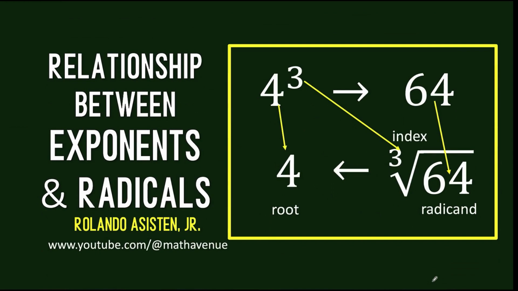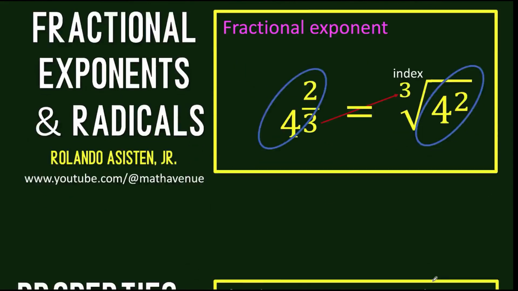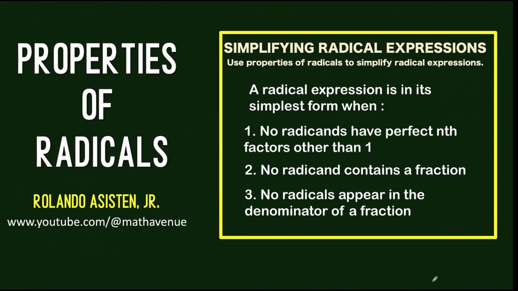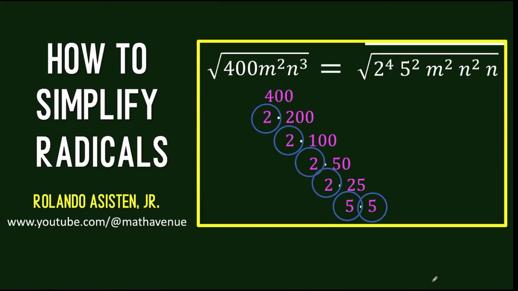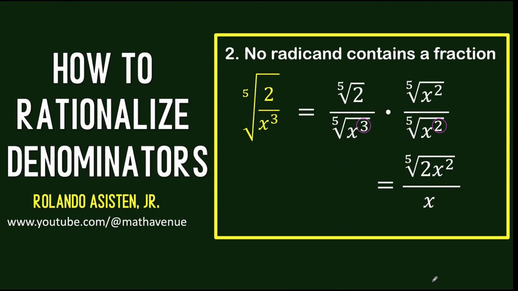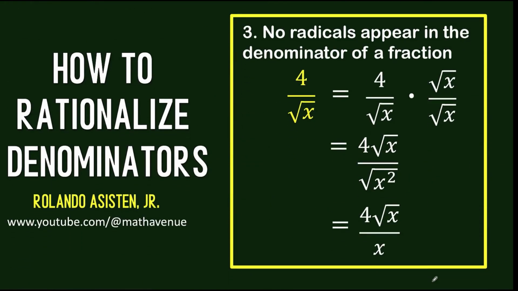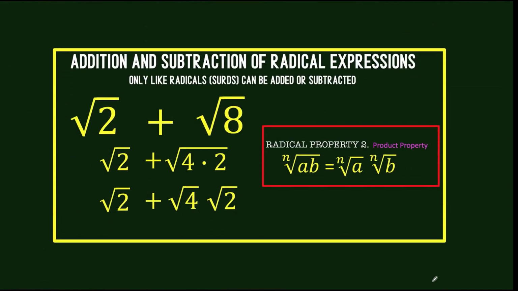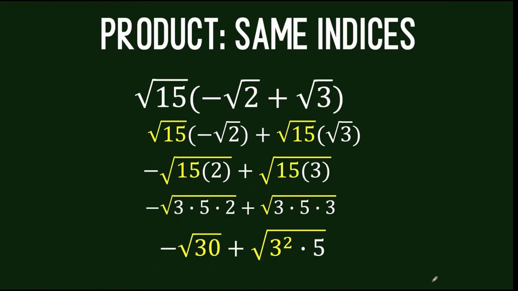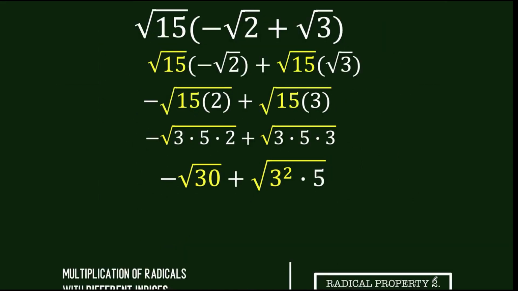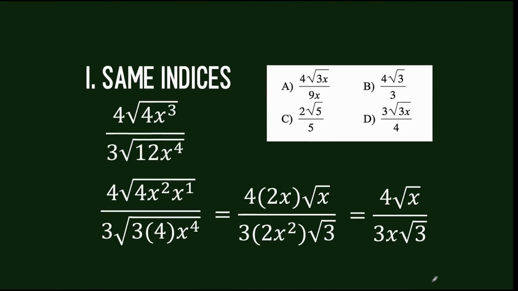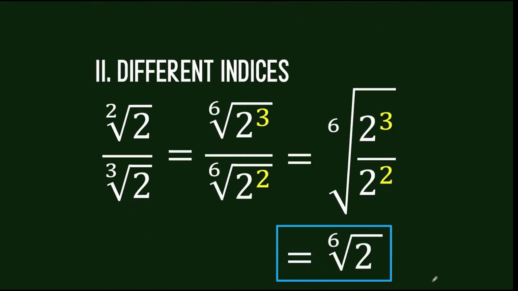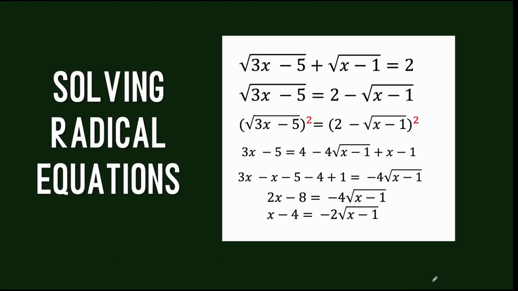In this video, you are going to learn a lot of things. We'll learn about the relationship between exponents and radicals, fractional exponents, properties of radicals, the test to know whether the radical is in its simplest form or not. We'll apply the properties of radicals to simplify radical expressions. We'll learn about how to rationalize denominators, about conjugates and how to use conjugates to rationalize denominators, about addition and subtraction of radicals, how to multiply radicals with the same or different indices, how to divide radicals with same or different indices, and finally, how to solve radical equations. So all of this content in just this one video.